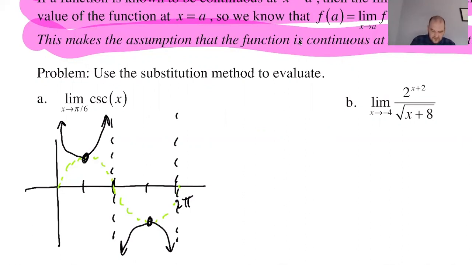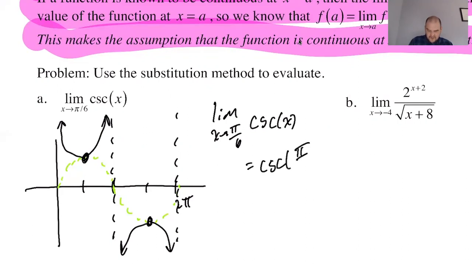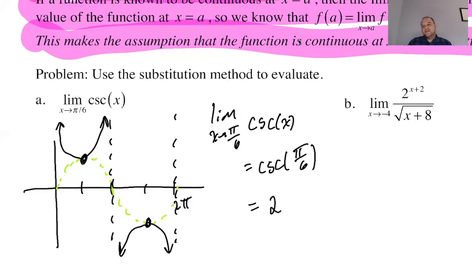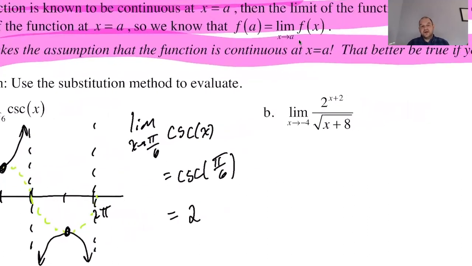So the limit as x approaches pi over 6 of cosecant of x should actually just be equal to the cosecant of pi over 6, because cosecant is continuous at pi over 6. And the sine of pi over 6 is 1/2, so the cosecant is 2. You can evaluate that just by the fact that it's continuous.